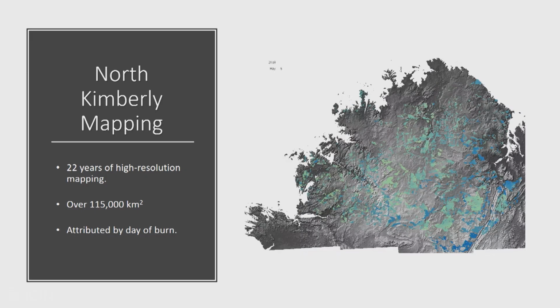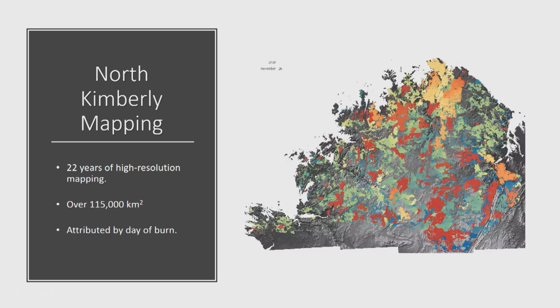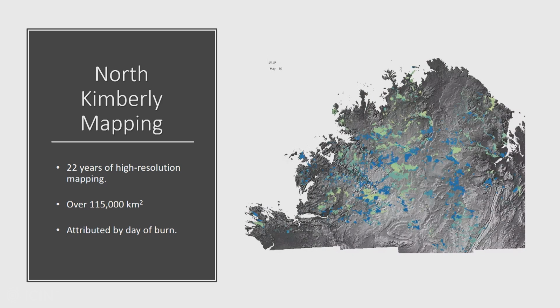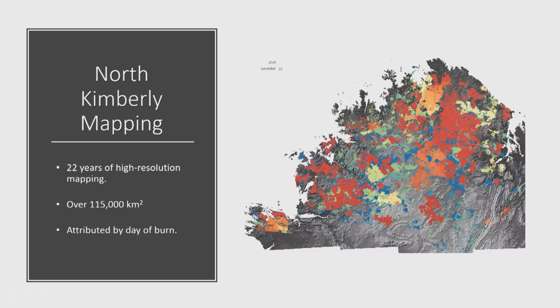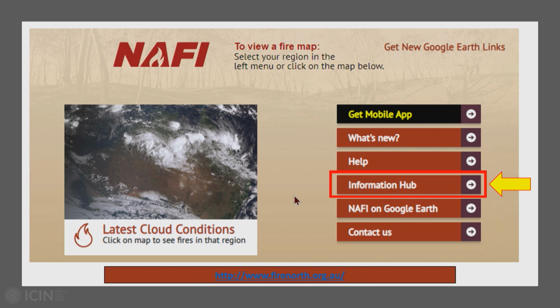This is just describing that North Kimberley fire mapping project with a little animation of fire spread. So we have 22 years of very high resolution fire mapping, over 115,000 square kilometres attributed by day of burn, whereby we can explore fire spread through the landscape. So this was a couple of years of my fire mapping work, but really useful outcome. And I think the North Kimberley groups will talk about that a little bit further. And that's where you get to that fire edge link.